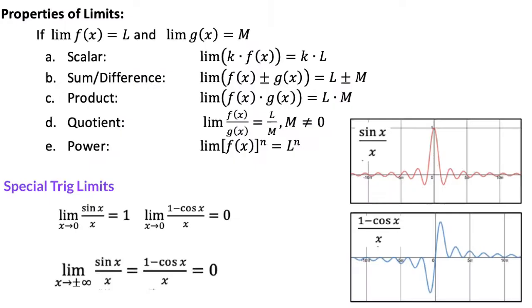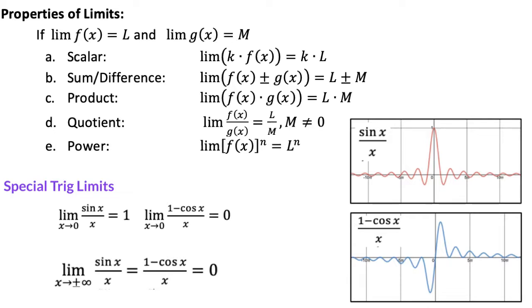Next, we'll just review some limit properties. So please pause this and write down the limit properties. And then we're going to look at some special trig limits. So here are the limit properties. And then the special trig limits, we looked at those last year, and we're going to look at those using a graph.